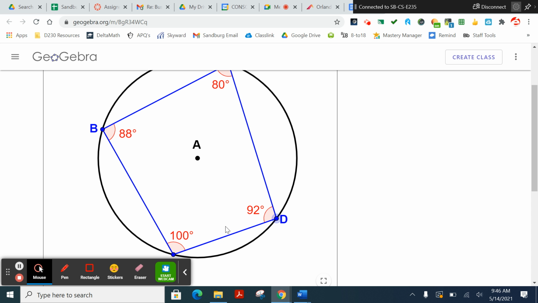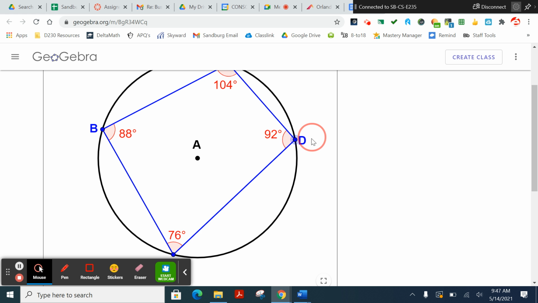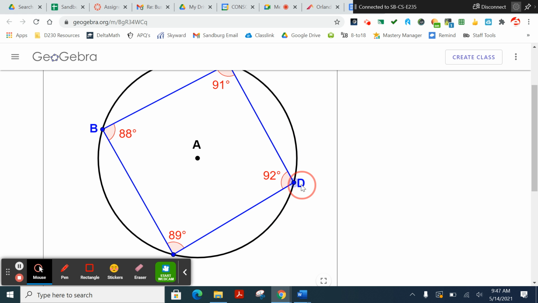So notice how this is 92. This becomes 100. And if I move this, this remains 92, but the other two angles, these opposite angles, are going to change. So let me go to where this becomes a 100-degree angle. Notice how this one is also changing. So one more time, look at this angle and this angle. Those two change, right? And then the opposite angle of D doesn't. So let me go back to 90. So notice how this is 90, that's 90.